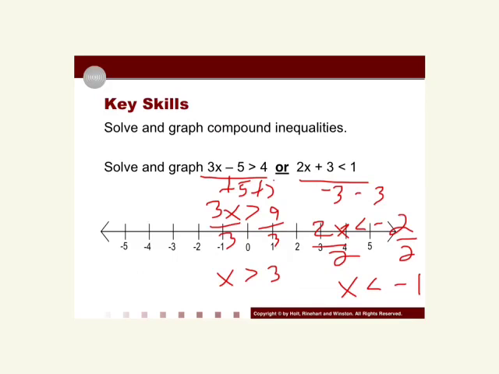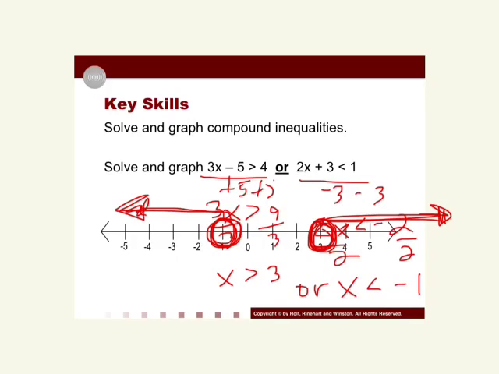So now I have my two inequalities, and it's the word or. So I have x is greater than 3 going to the right, and I have x is less than negative 1 going to the left. And again, my answer is everything that's graphed. The graph is my answer there.